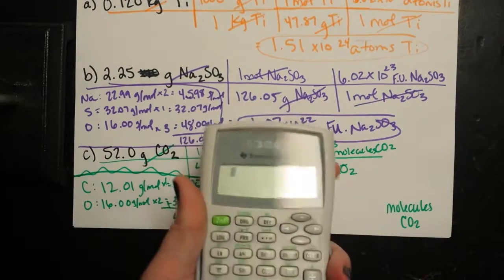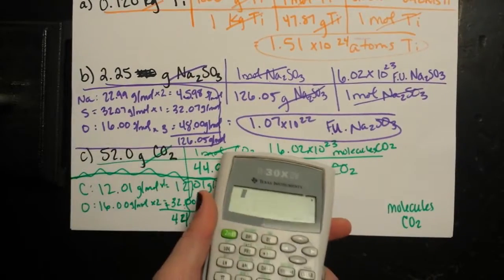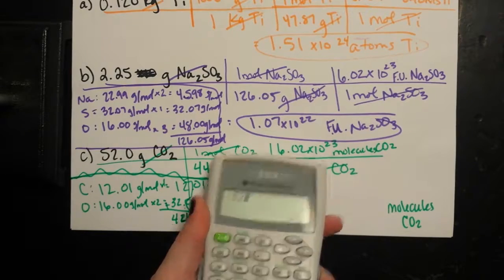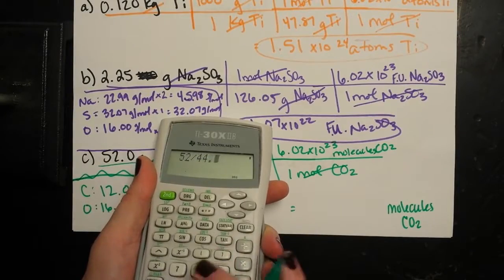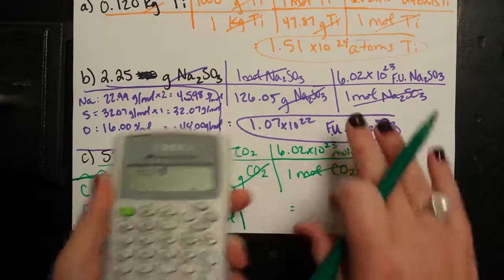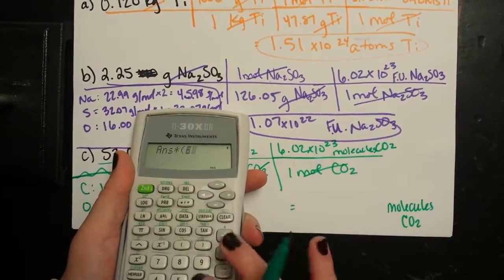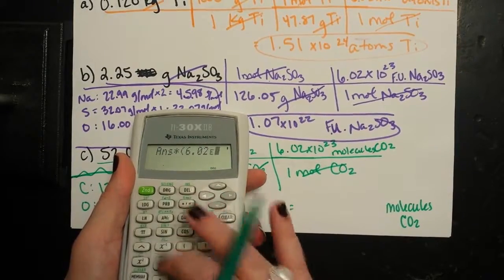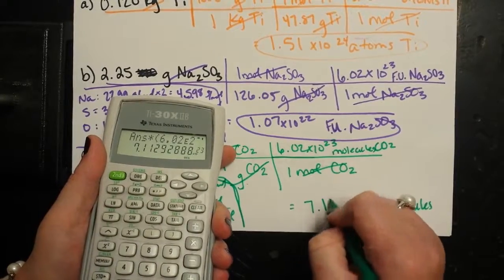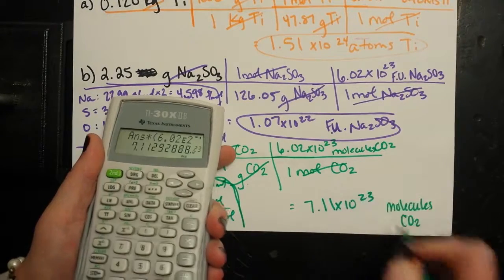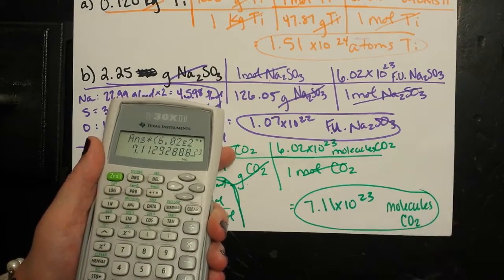Now we can do the math. We take the given mass, 52, divide it by the molar mass, and then multiply by Avogadro's number. This will give us 7.11 times 10 to the 23 molecules of carbon dioxide.